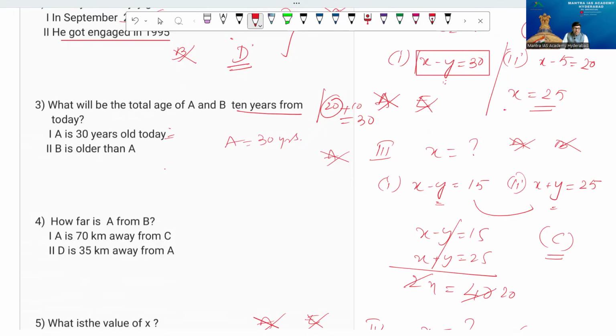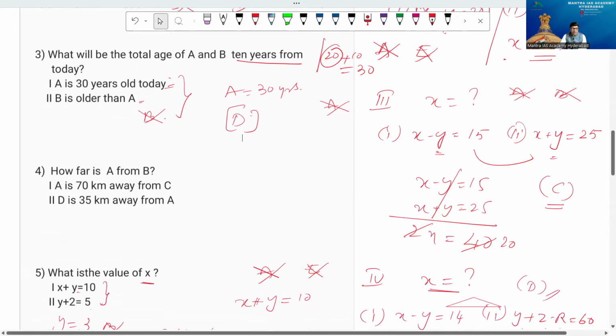Then B. B is older than A. Fine, how many years, please? Is it possible to tell? 5 years or 10 years older? No question of it. So definitely B is not. Even after clubbing also, this fellow is 30 years, but what's the age of B? I don't know. 35, or 31, or 31.5. That's not mentioned. To get the total, I should know B's age compulsorily. Otherwise it's impossible. So the answer is D. This also D, beta. Option is D, my dear.